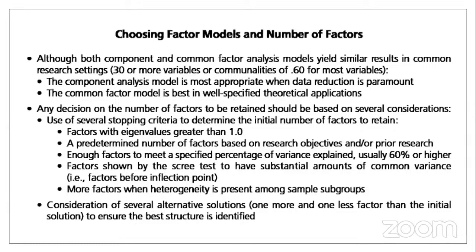Number 3, enough factors to meet a specified percentage of variance explained, usually 60% or higher. So it is also possible that we do not specify a specific number of factors, but we take a look at the amount of variance explained. If 60% of the variance explained is reached, then we consider that maybe 4 factors are enough. So we limit it to 4 factors. We do not consider the rest of those.